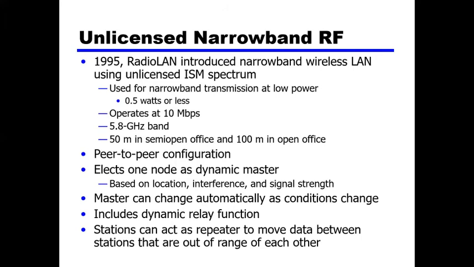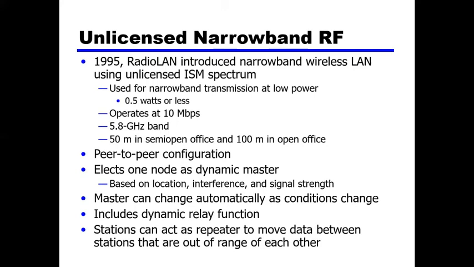Unlicensed narrowband radio frequency. In 1995, we studied the licensed frequency narrowband radio frequencies. Now, in 1995, Radio LAN introduced a narrowband wireless LAN using the unlicensed ISM spectrum. Use a narrowband transmission at lower power like 0.5 watt or less, operates at 10 Mbps, 5.8 gigahertz band, 15 meters with semi-open offices and 100 meters in open offices.